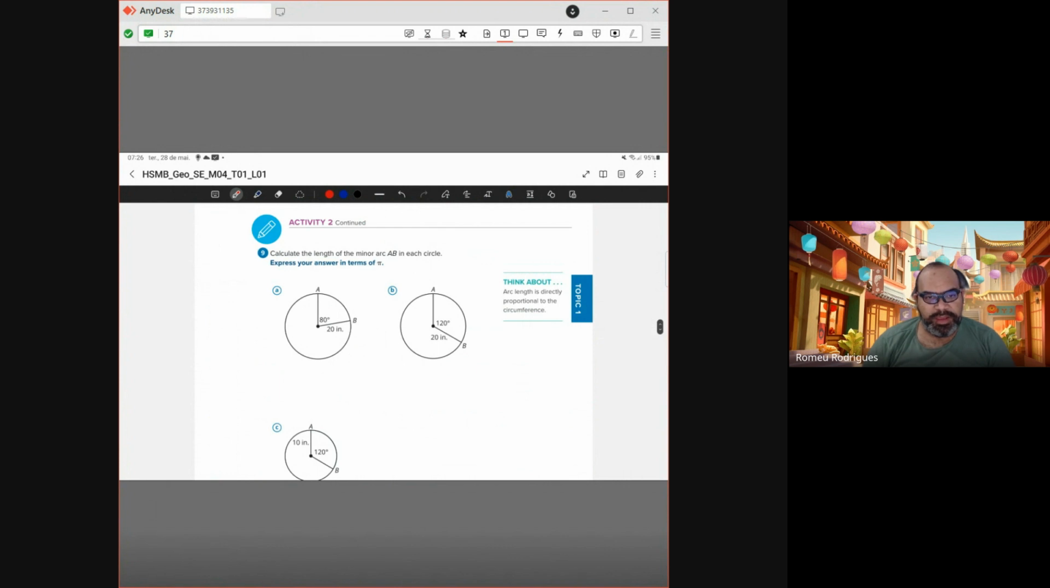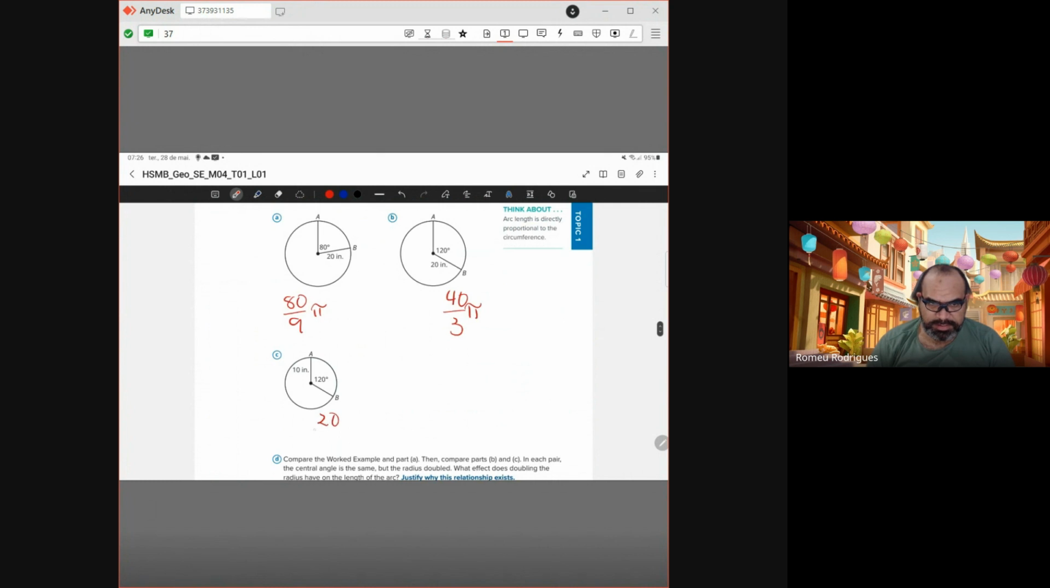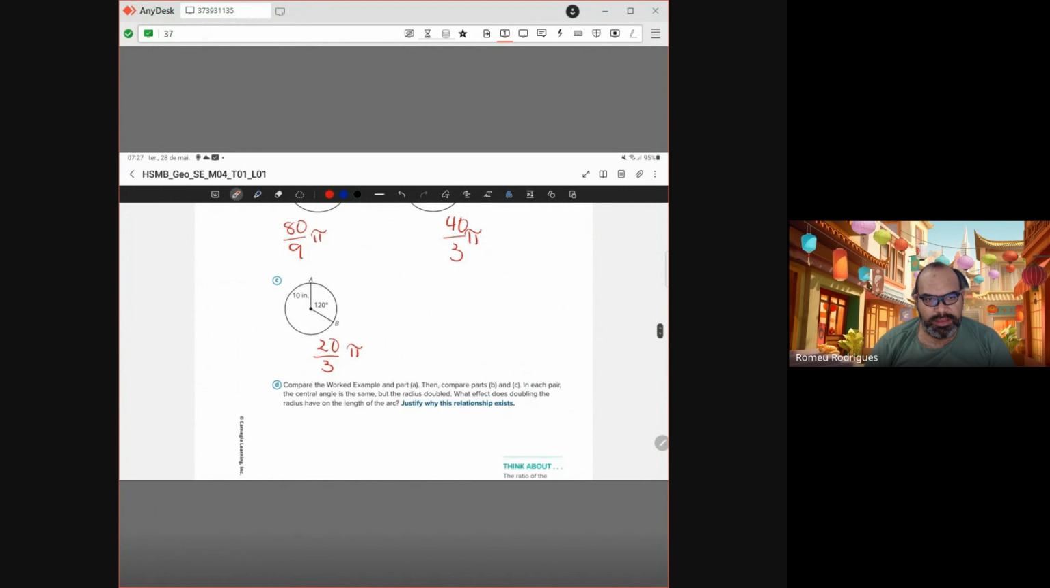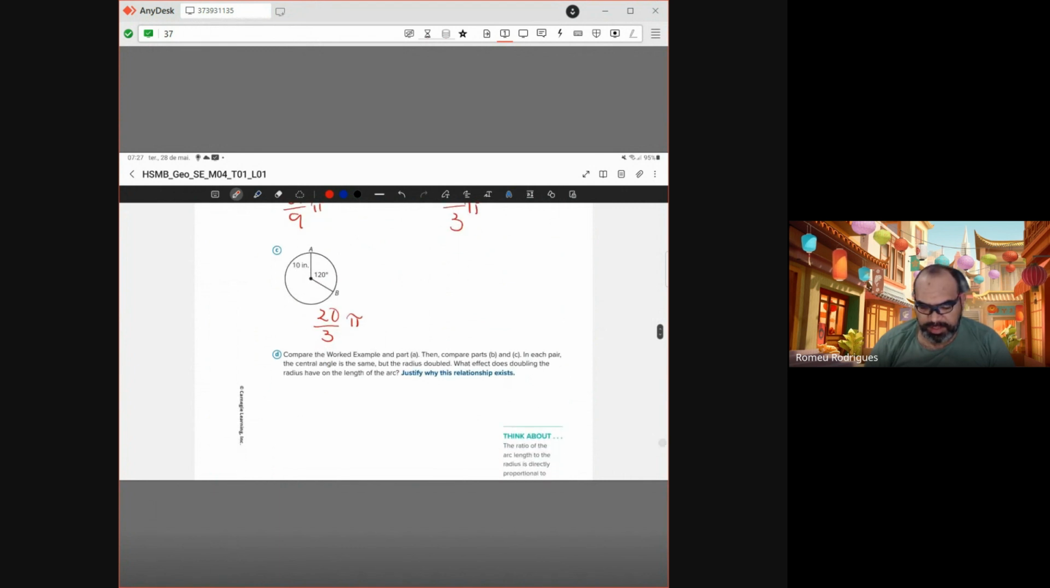Okay, I hope you did already. The first one you calculate is 80 divided by 9 pi. The second one is 40 divided by 3 pi. The third one is 20 divided by 3 pi. Great. For D, compare the worked example, part A, and just compare parts B and C to specify why this relationship exists. What do you notice here?